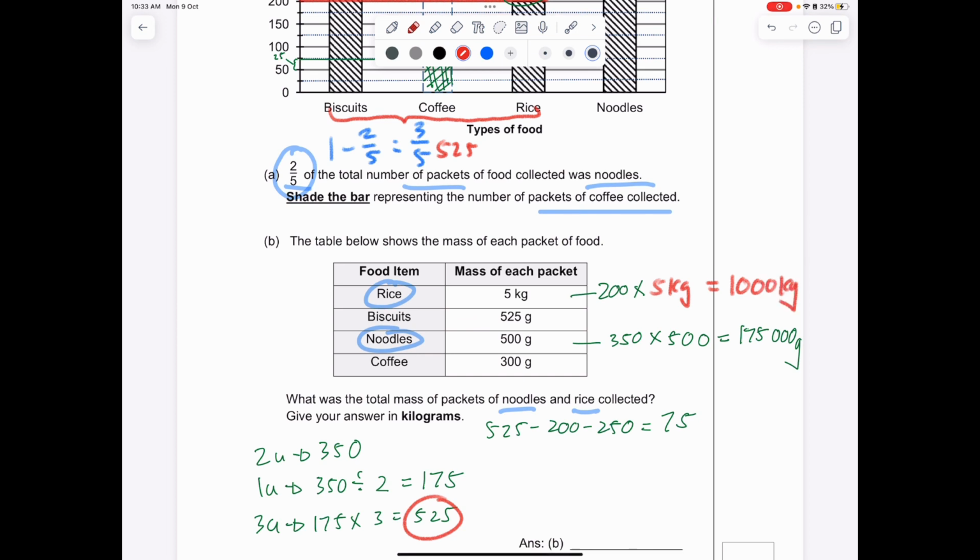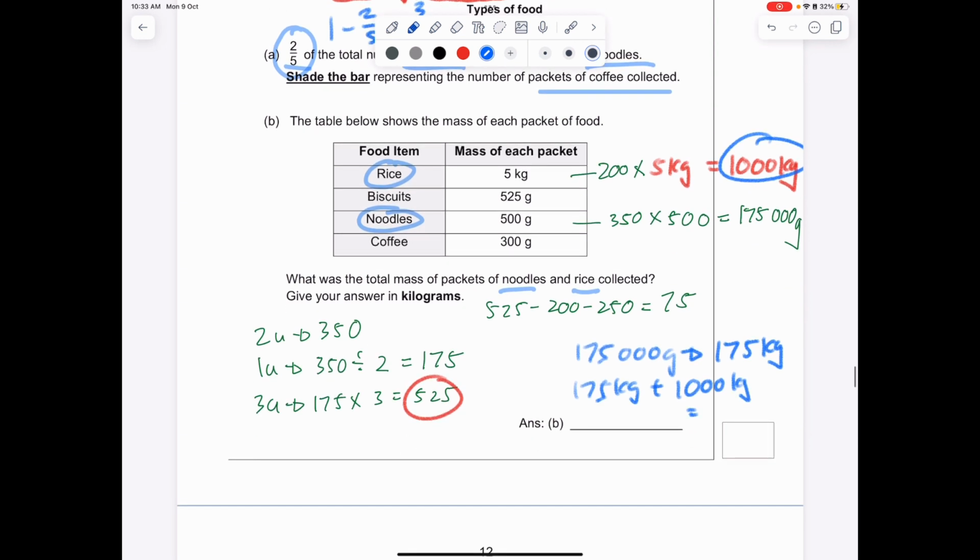Okay. So now what you need to do is convert this into kg because they want kilograms. So therefore 175,000 grams is also equivalent. You need to divide by 1000 because k means 1000. 175 kg. Okay, and then you take 175 kg plus 1000 kg. Your answer would be 1175 kg.